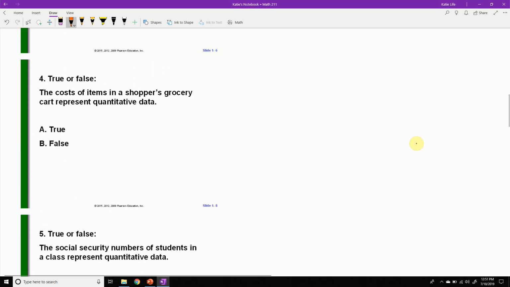Number 4, true or false? The costs of items in a shopper's grocery cart represent quantitative data. There are two types of data. There are qualitative and there are quantitative.